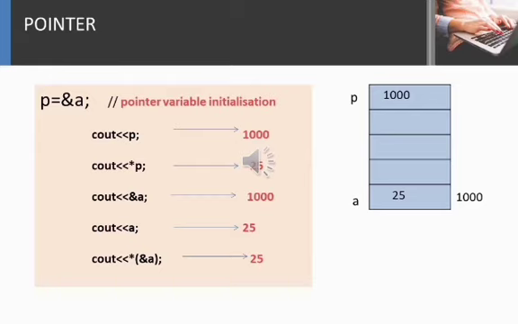That is 1000. And what will you get if you print star P? You know that star returns the value at a particular location, right? So, what is the value? 25. So, 25 will be printed. Similarly, ampersand A gives the address of A, right? So, 1000 will be printed.